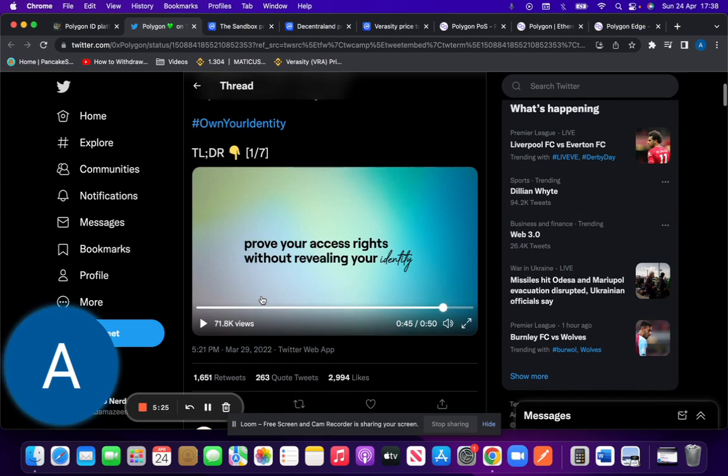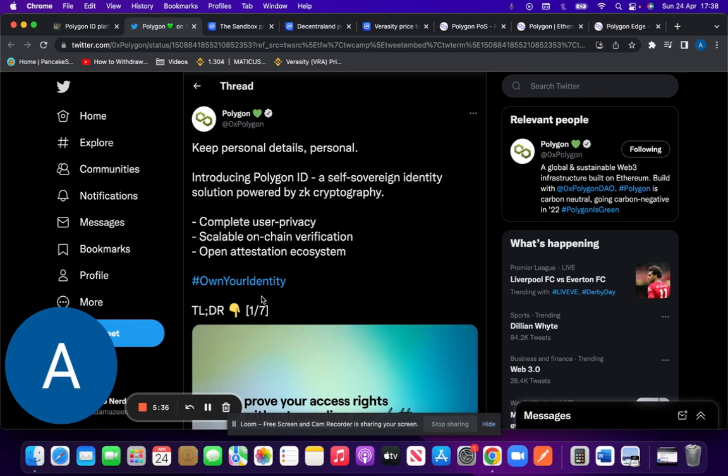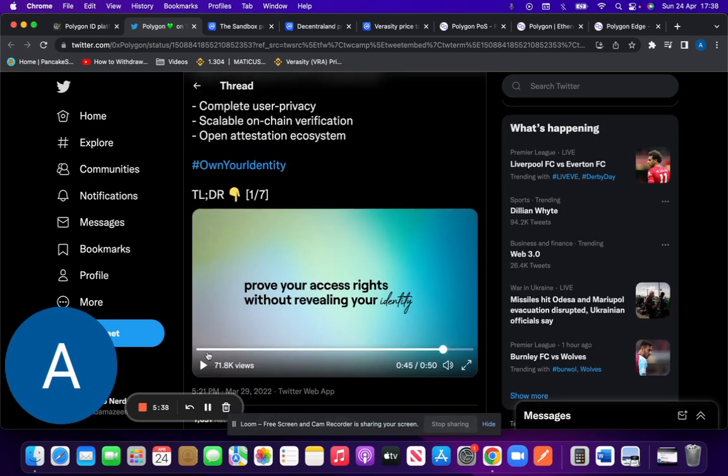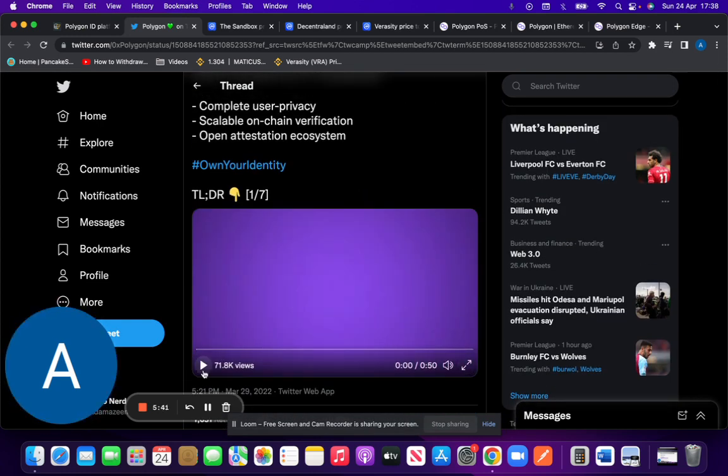If we go to the Twitter page, you'll see that Polygon ID was launched in March 2022, so Q1 of this year. In Q2, they expect this to be fully functional to some extent. So the idea is just to make people comfortable with transactions. If we take a look at the video here, you can see a good definition of it.